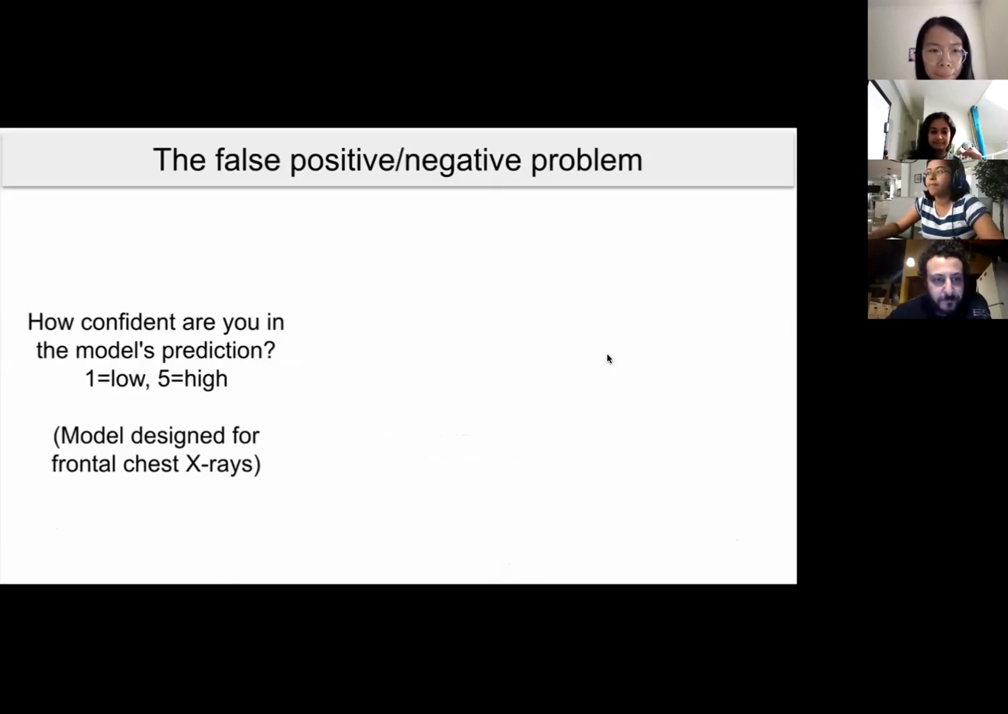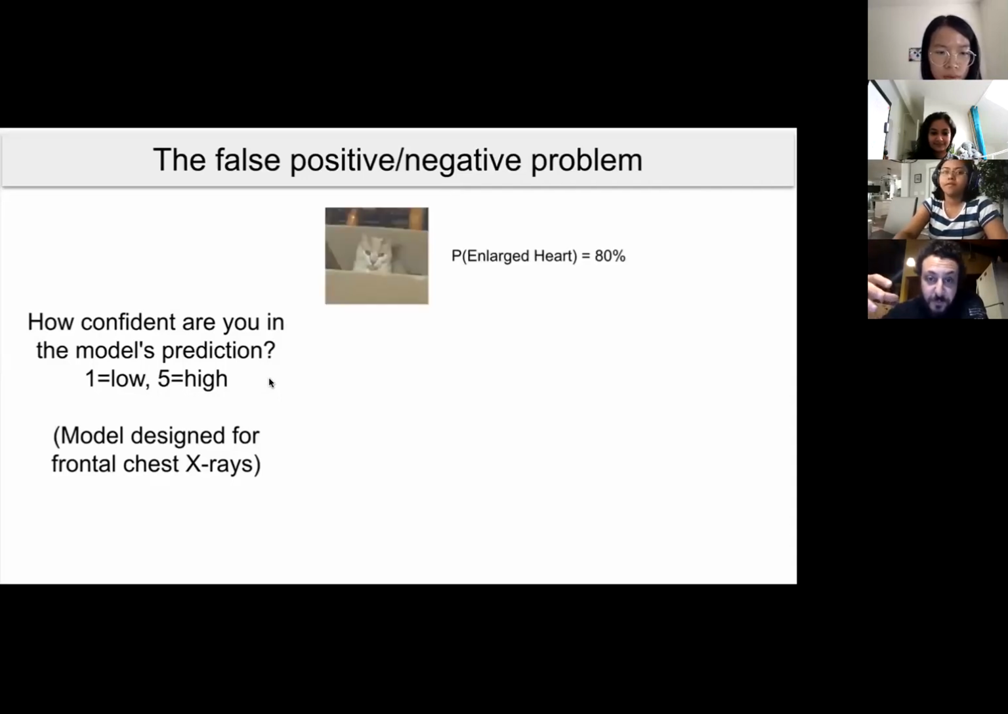So I'm going to ask you how confident you are in a neural network model's prediction, and if you could just put in the chat a number from 1 to 5, so we can get some idea of what people think. The model that we're going to be using was designed for frontal chest X-ray images. So this model predicts that for this image, there's an 80% probability of an enlarged heart. How confident are you in that model's prediction?